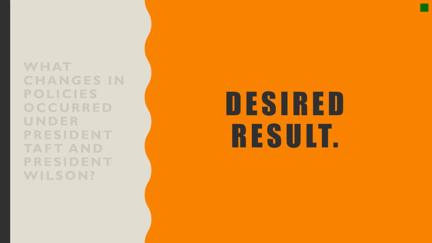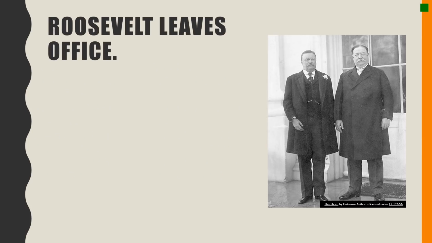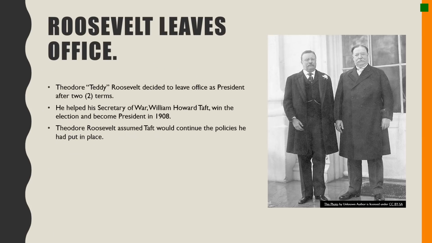And our desired result: what changes in policies occurred under President Taft and President Wilson? So Roosevelt leaves office. Teddy Roosevelt decided to leave office as president after 2 terms. He decides to help his Secretary of War, William Howard Taft, who you'll see here in the picture, win the election and become president in 1908. So here we have President Roosevelt and his Secretary of War, William Howard Taft. Again, Taft will become president.